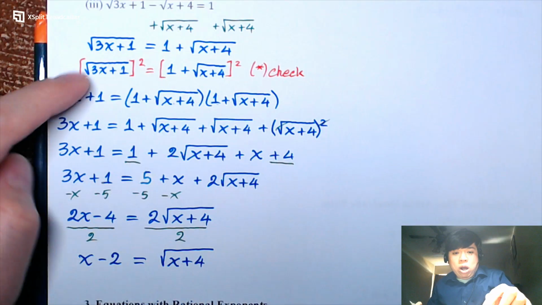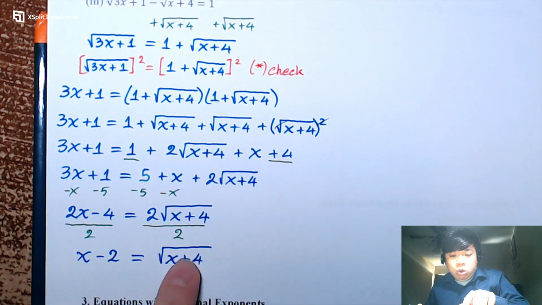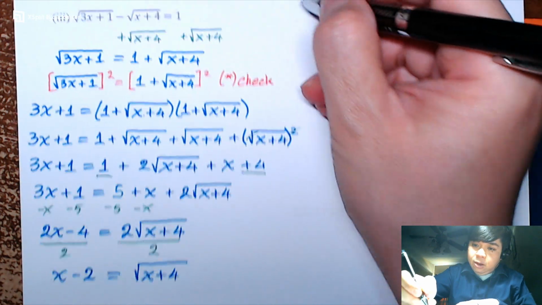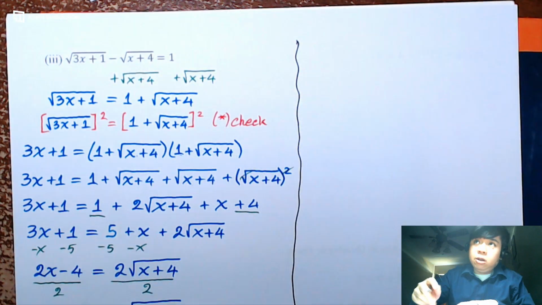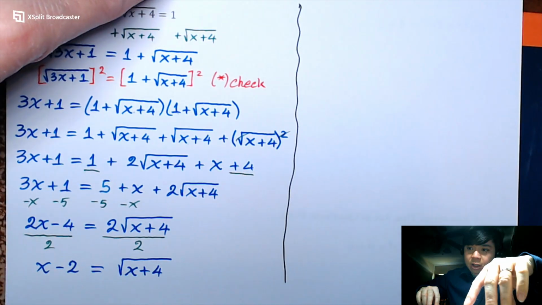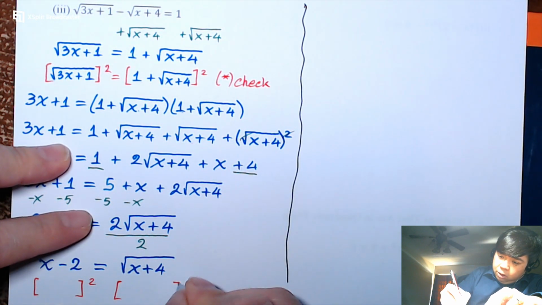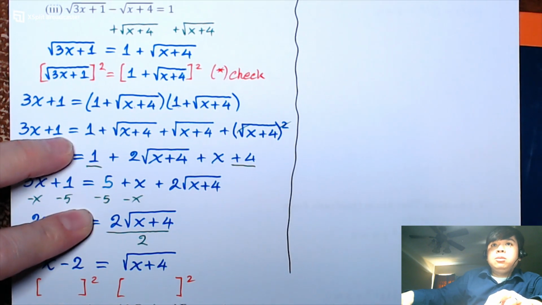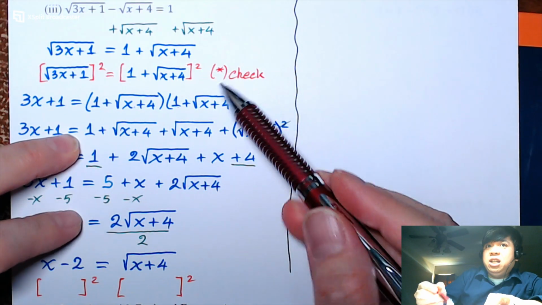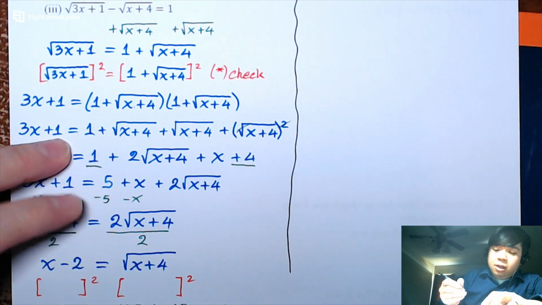So get the one square root by itself, square, get rid of that square root. Get this square root by itself, square, and we get rid of this square root. So we'll square both sides here. And then of course we check, but we already did, so we don't have to check it 2 times.